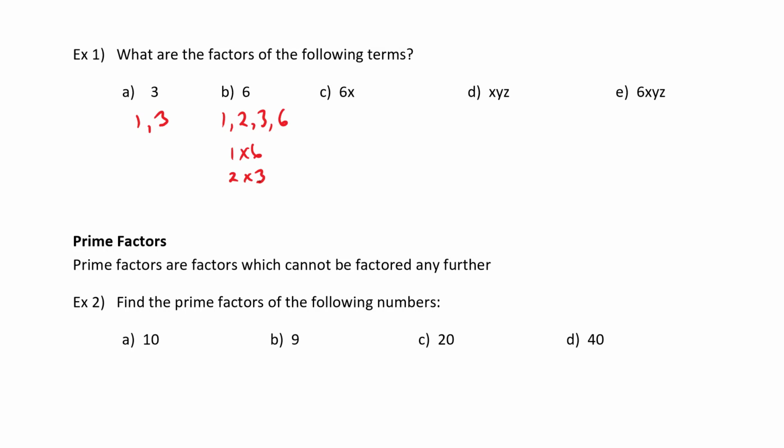What about 6x? Well, here we have 1, 2, 3, and 6, but we also have x. Yes, variables can also be factors. Like x, y, and z, we have 3 factors, x, y, and z. Finally, 6xy, we have 1, 2, 3, 6, x, y, and z. Now that we know how to break down numbers into factors, let's review prime factors.